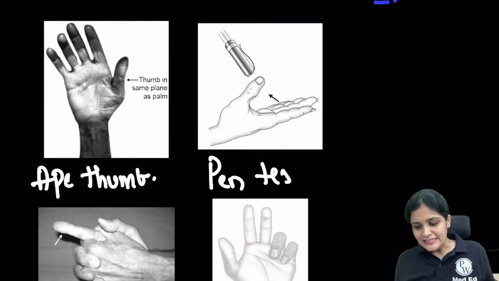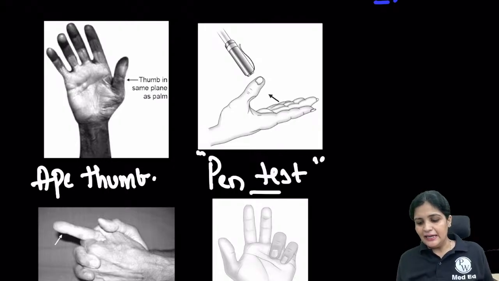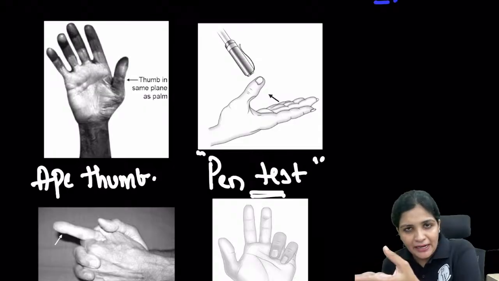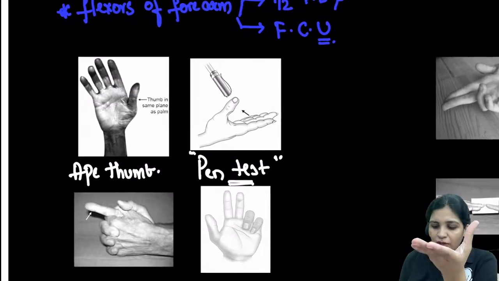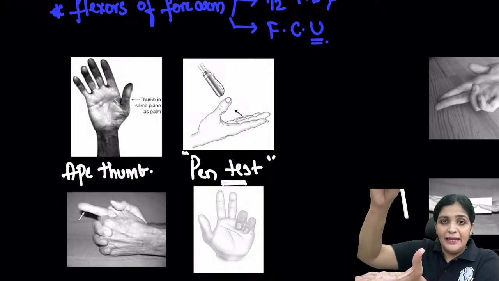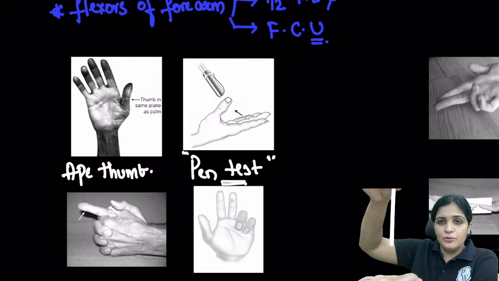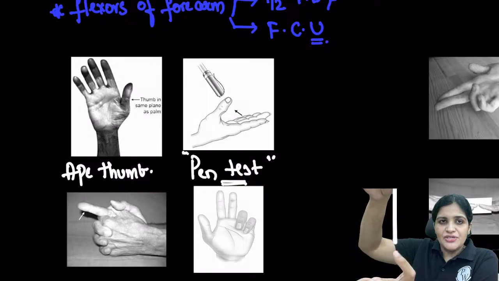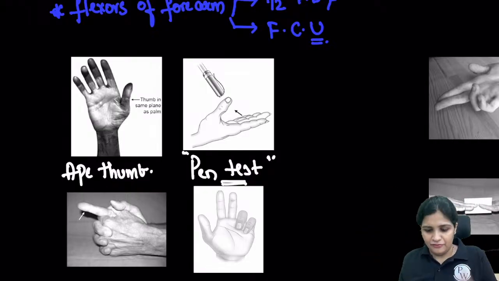Pen test. Yeah, this is the pen test. So what are we testing here? Again, the thenar group of muscles. Yes, especially the abductor pollicis. Here we are putting the pen, which is perpendicular to your hand, and the patient has to touch it with the tip. So this is called the pen test. Again you see the involvement of the thumb. Thumb is related to the median nerve, right?